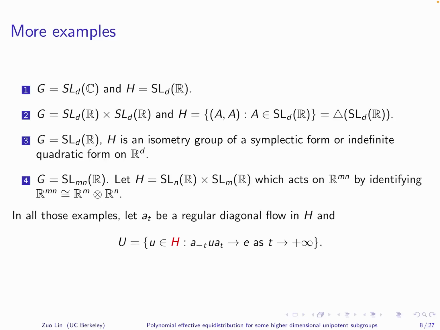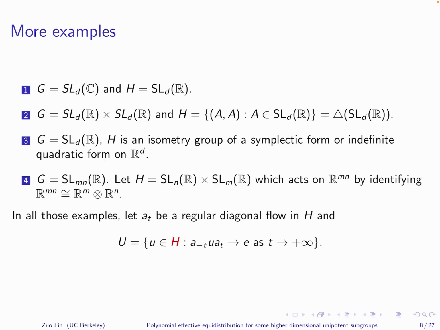And okay, in all those examples, you can take the A_t to be a regular diagonal flow in H. So if you don't know what a regular diagonal flow in H is, you can look at those SL_d examples. And here it is just that the eigenvalues for this diagonal element are distinct. And again, U will always be the unstable part for my picked diagonal flow inside H.